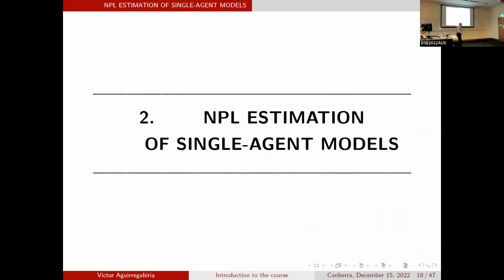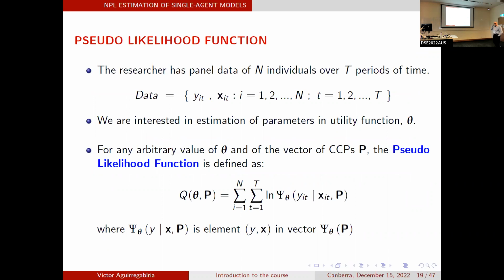Okay, so far, nothing about estimation. It's just the model, the policy iteration mapping, and some properties of the policy iteration mapping. Let's suppose that we have a sample, panel data of individuals over T periods of time. We observe the actions and the vector of observable state variables x. And our purpose is to estimate the structural parameters of the model, this vector of parameters theta.